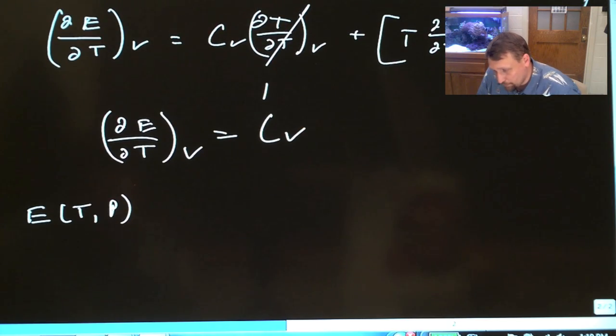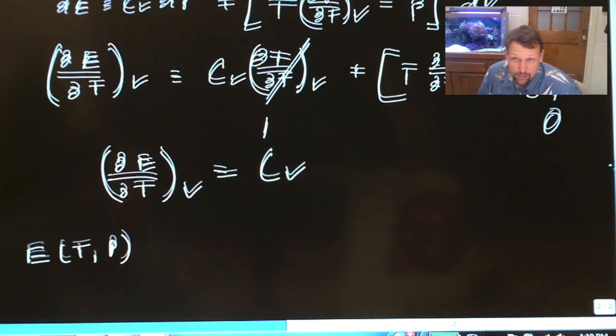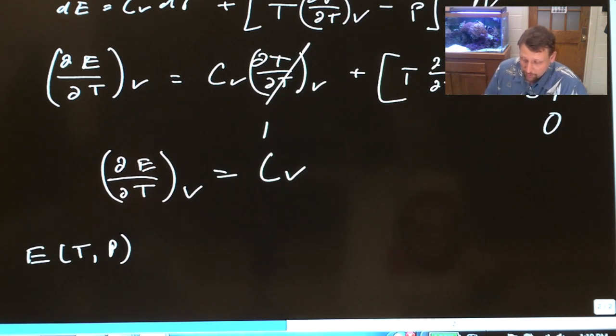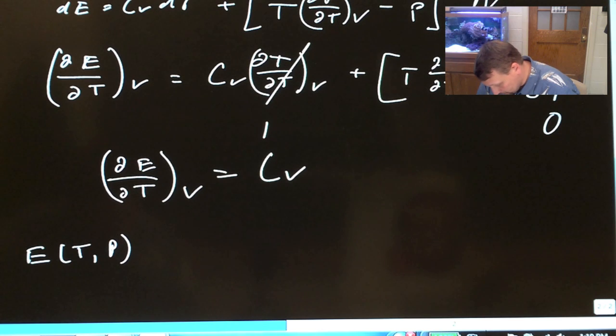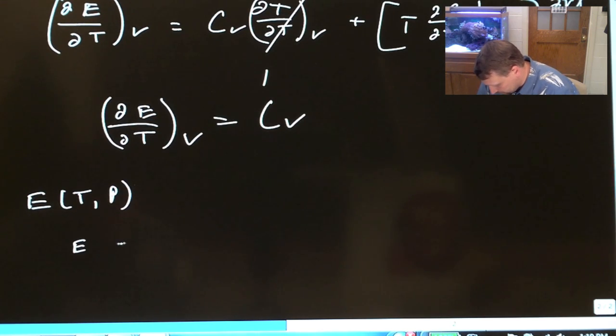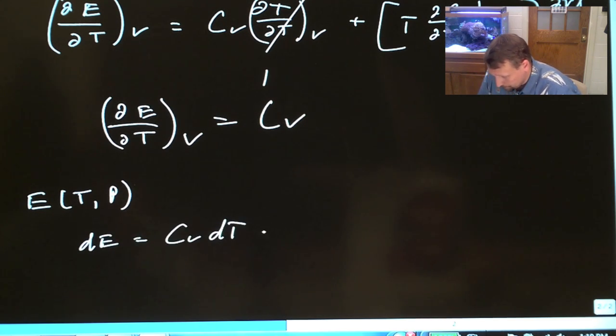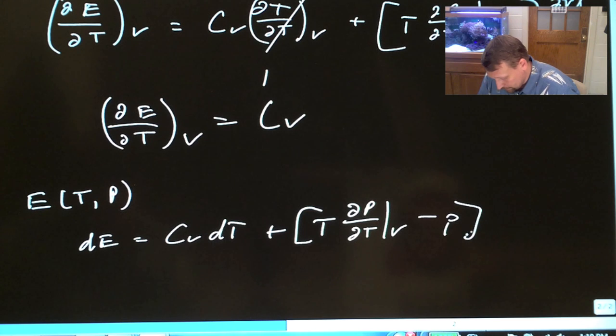Well, there's actually a shortcut to solving the particular problem at hand. We can go through a general example looking at (∂E/∂T) at constant P later. But for starters, let's just start with our E as a function of T and V and take the derivative, the differential form of this. We have dE, our original equation, equals Cv dT plus T (∂P/∂T) at constant V minus P dV.